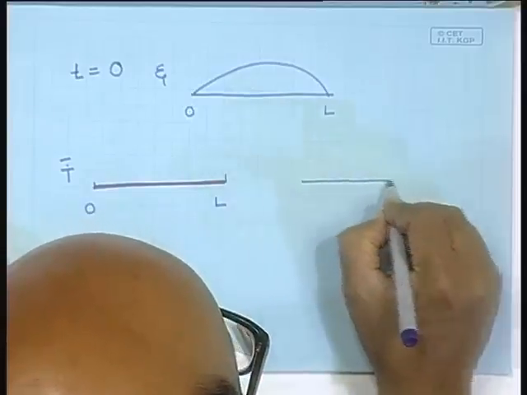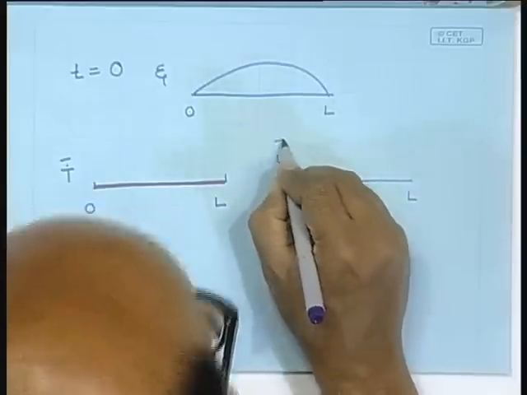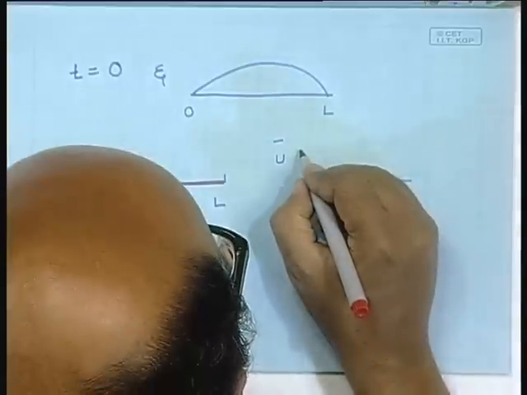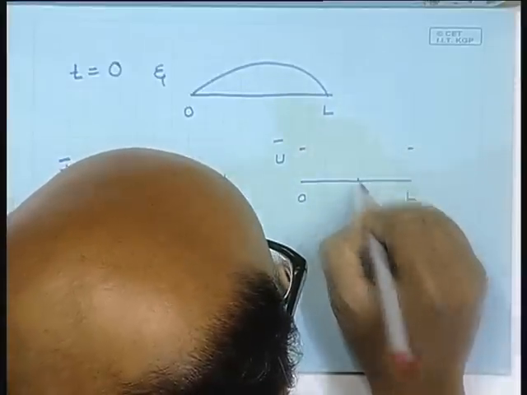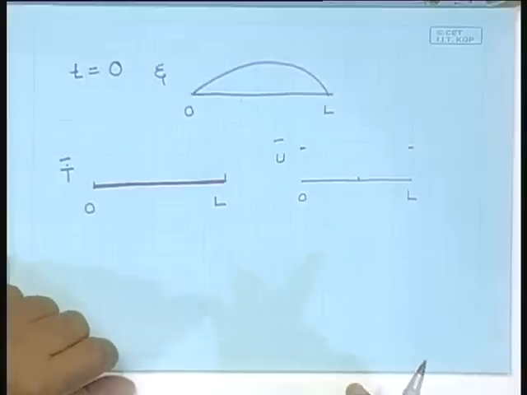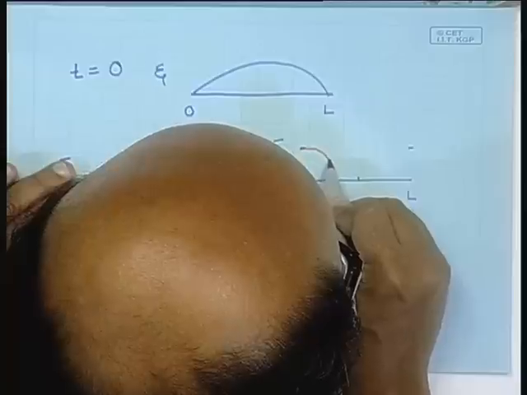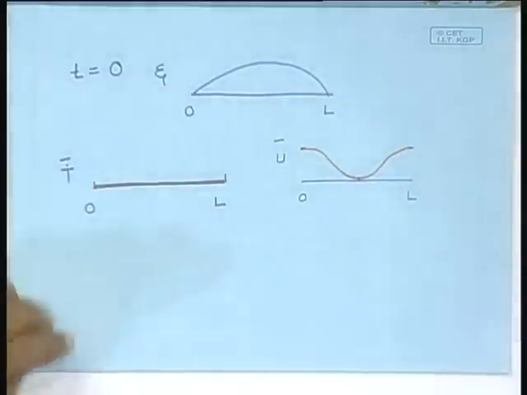So, this is the x axis, it goes from 0 to L. This is the potential energy per unit volume, and the potential energy per unit volume is maximum at the two ends, it is minimum at the center, and the function is cos square pi x by L. So, it will look like this. Okay. So, this is the potential energy per unit volume at t equal to 0.